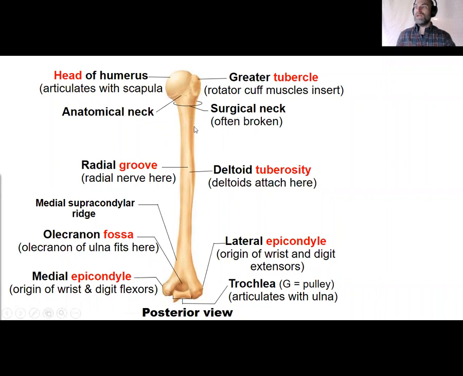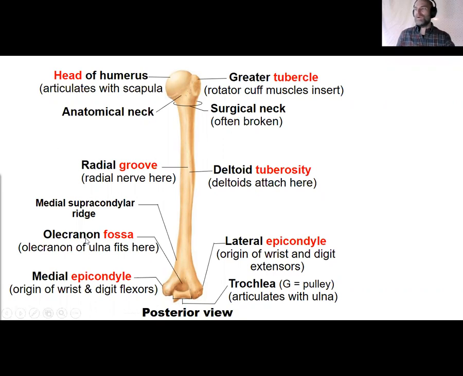We then have a couple different features on the bone. We have a groove, the radial groove, along which travels your radial nerve, and we have this deltoid tuberosity. A tuberosity is a kind of rough spot on a bone where muscles attach. And in this case, our deltoid muscle attaches here. The deltoid is this big muscle on your shoulder that has its attachment point on this tuberosity on your humerus.